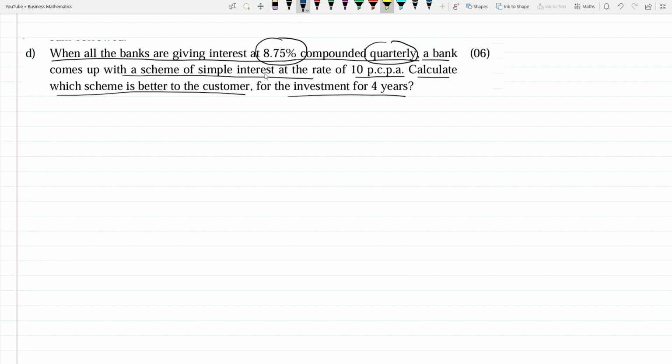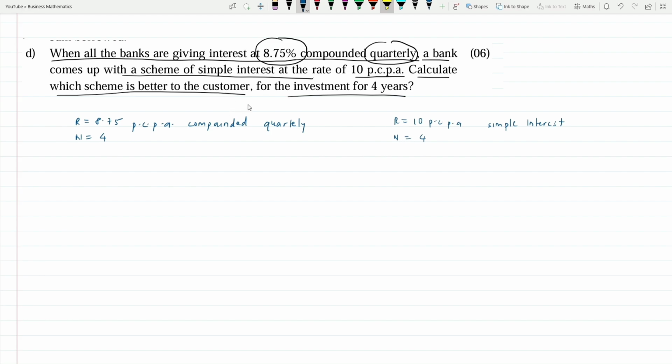So if I am a customer, I come across two situations wherein one bank is offering me a rate of interest which is 8.75% per annum, and this is compounded. So the rate of interest is compound interest, and this is compounded to me quarterly. There's another bank which is offering me a rate of interest as 10% per annum, and this is simple interest. We make investment in both the cases for 4 years, and we are trying to find out which of the two is going to be a better one for the customer.